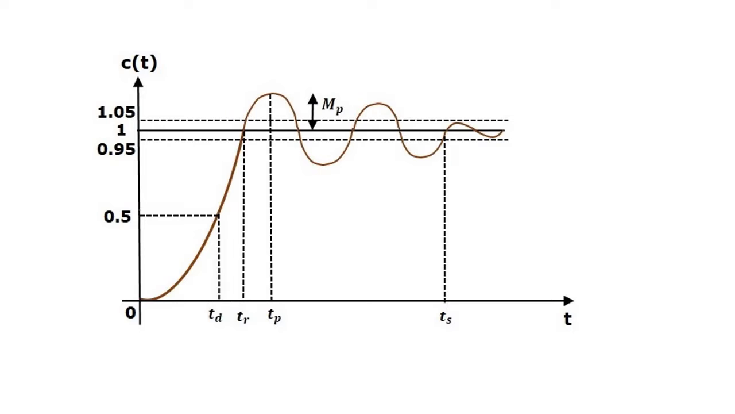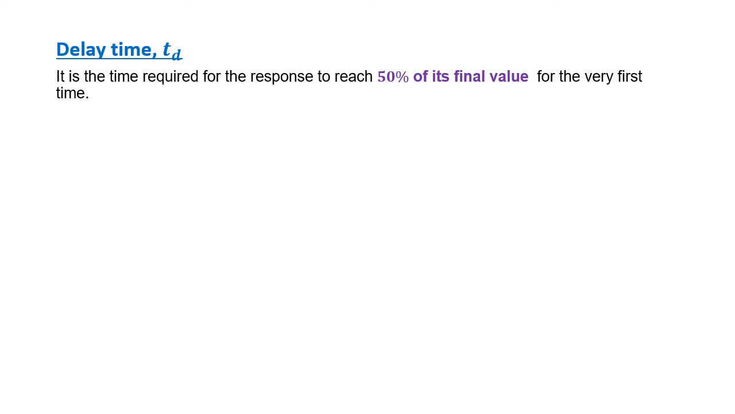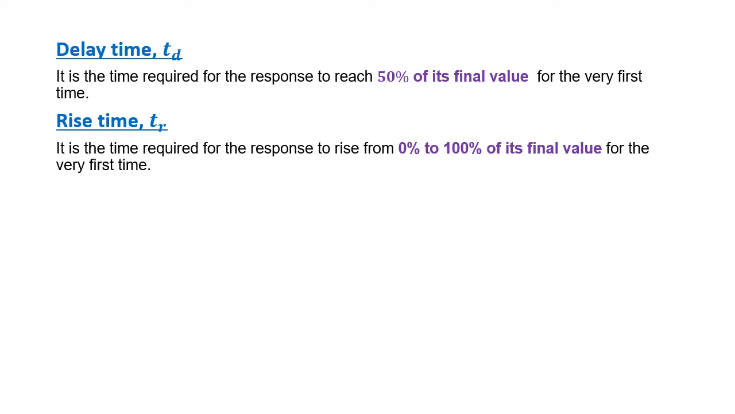Now we'll see the definitions of them one by one. Delay time, symbol for that is TD. It is the time required for the response to reach 50% of the final value for the very first time. Rise time, symbol is TR. It is the time required for the system to rise from 0% to 100% of the final value for the very first time. And this value differs when the system type differs.